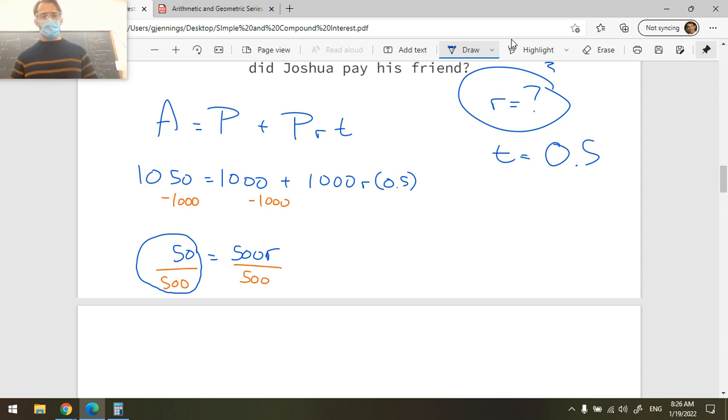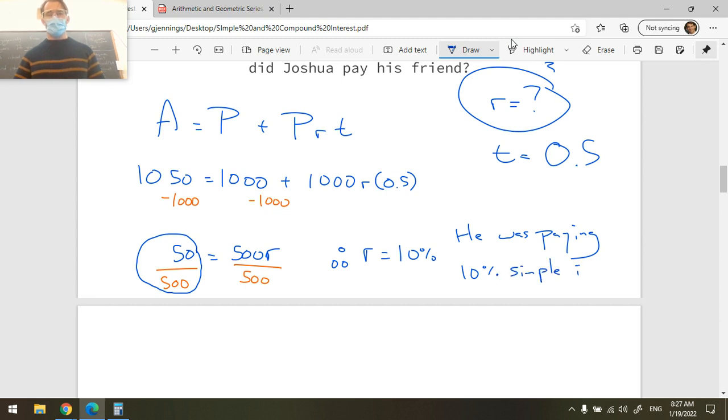10%, yeah. So this would be 0.1. 0.1 as a percent is 10%. So R, therefore, is equal to 10% interest. So he was paying 10% simple interest. There are lines. We've been studying lines since grade 9.